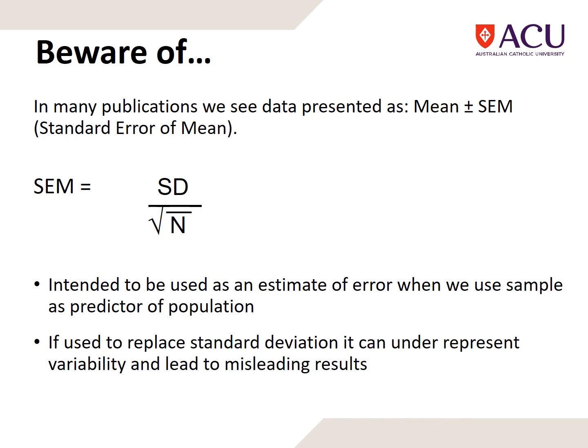But some use it in place of a standard deviation, and this is because it makes the number essentially smaller. It reduces that number, and that can be nice sometimes when we're graphing our results and we want it to look like there's not a large variability in our data. But unfortunately, doing this to replace standard deviation can actually underrepresent variability and lead to misleading results. So it's one to be aware of, to watch out a little bit for. It does have legitimate use, but beware if it's not used in the correct way.